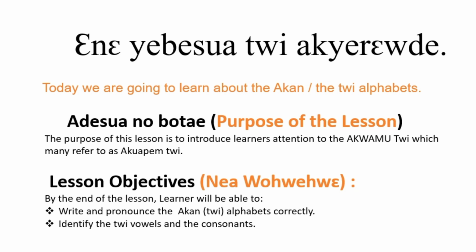What we intend to achieve at the end of this lesson. By the end of the lesson, learners will be able to, one, write and pronounce the Akan Twi alphabet correctly.